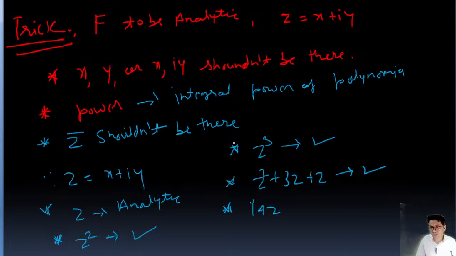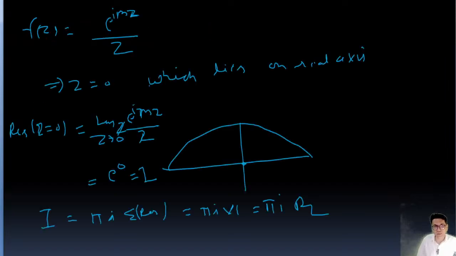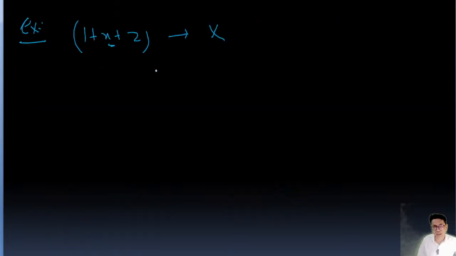Okay, now 1 plus... these are tricks guys. Okay, 1 plus z whole square, this is also analytic. Okay, next, the example I'm giving you, you need to just check it. For example, if there is 1 plus x plus z, okay, this is the function. So is it analytic or not? This is not analytic because x is there. I have told you in the trick, x shouldn't be there, xy, right?